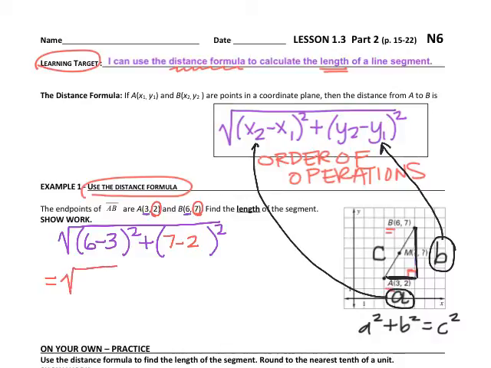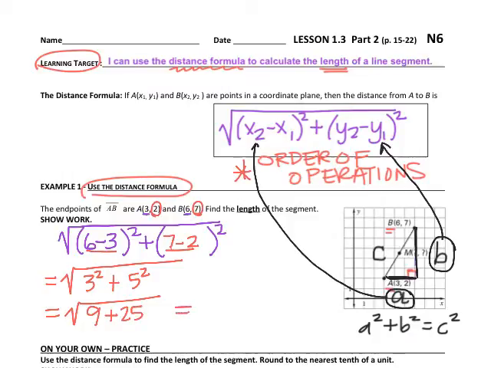Again, you're going to put your stuff inside of the square root symbol in the second step. So 6 minus 3 is just 3. I still need to remember to square that. Then I have 7 minus 2, which is 5. I have to square that. Now I've taken care of the parentheses, so now I'm going to do the exponents. Remember, order of operations has to be followed here. This next step is 3 squared is 9. Remember, it's 3 times 3, plus 5 times 5, which is 25. And now I have the square root of 34.